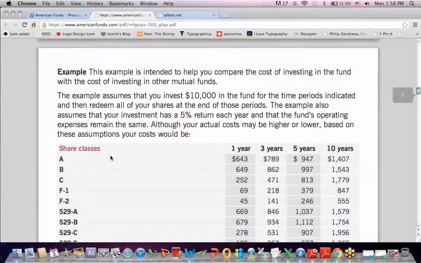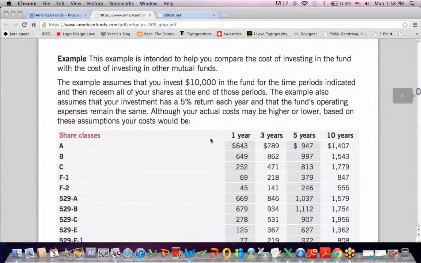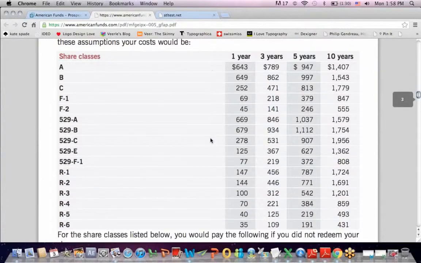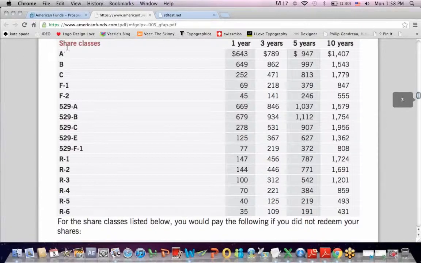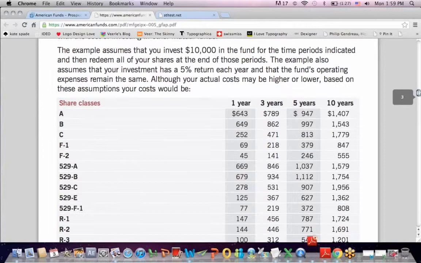So they give you, which is nice, this is on page 3, as you can see off to the right, if you invest $10,000 in the fund for the time periods indicated, and redeem all your shares at the end of the periods, and you had a 5% return each year, how much money would you end up with based on those assumptions? And they give you the share classes down the left. They give you the periods of time you invest across the top, and how, in this example, that $10,000 and your costs would break out.